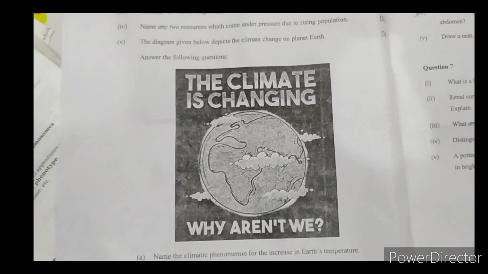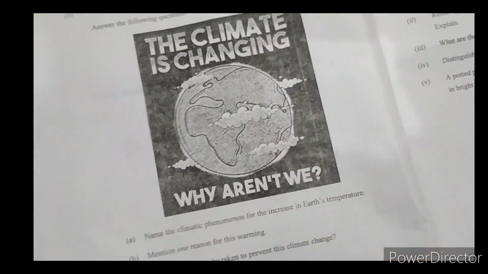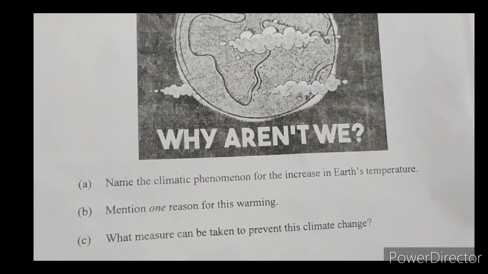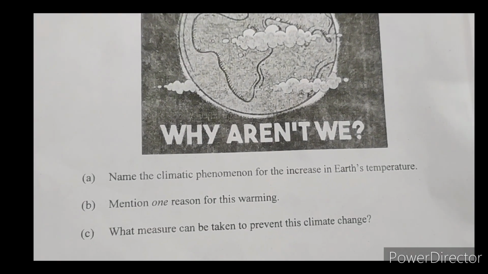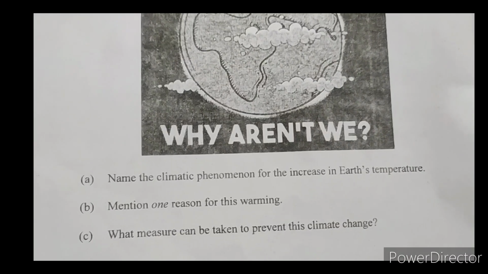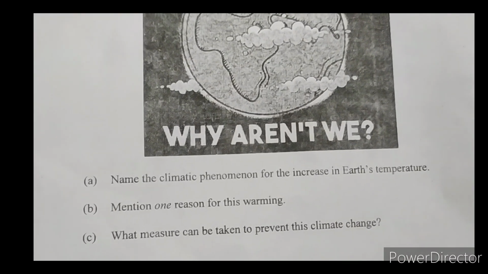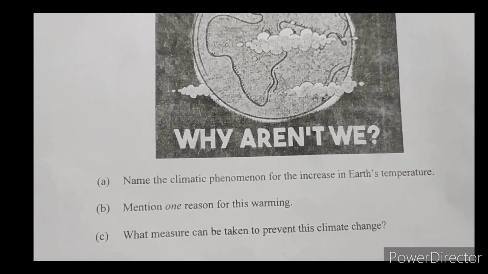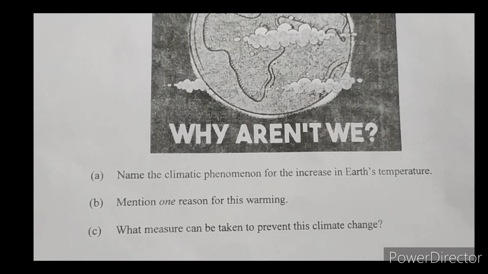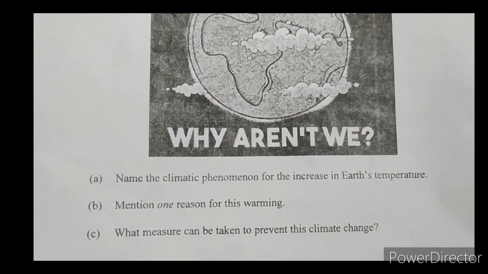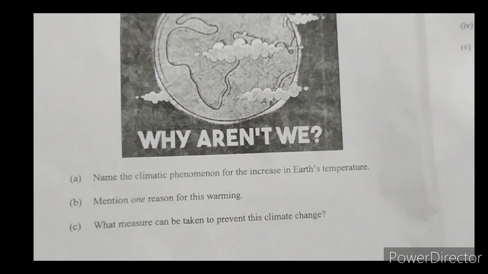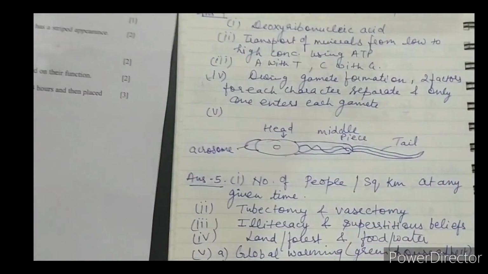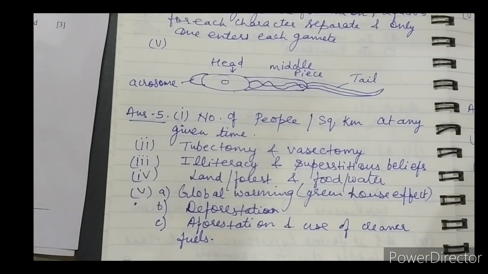The diagram below shows global warming, the climate is changing. So name the climate phenomenon for increase in Earth's temperature, that is global warming, or you can write greenhouse effect. Mention one reason for this warming, obviously deforestation and use of excessive fuels. What measures can we take to prevent this climatic change? Afforestation and use of cleaner fuels we can use to prevent global warming. These are the answers of question number 5.